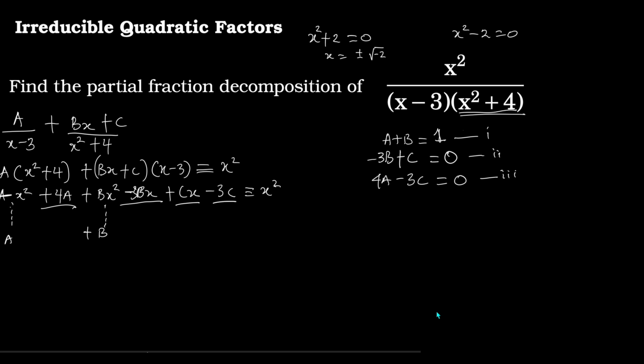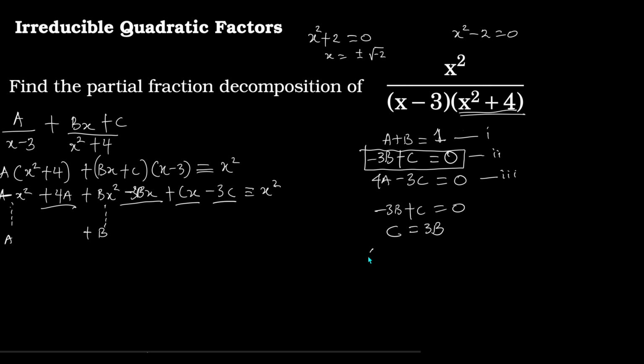So how do you solve a problem like this? Now it is quite easy. All you have to do is take equation 2. From equation 2, we can see that negative 3b plus c equals 0, and then c equals 3b. Now I can place c equals 3b into equation 3.